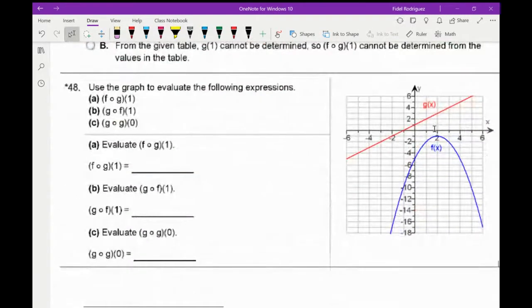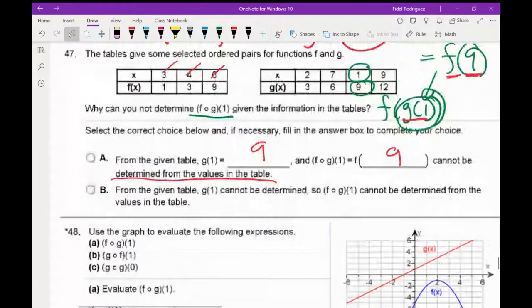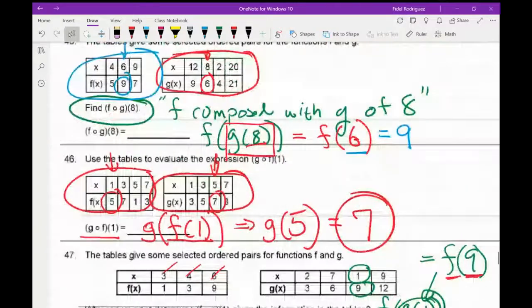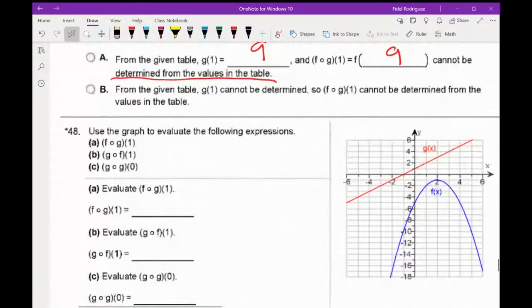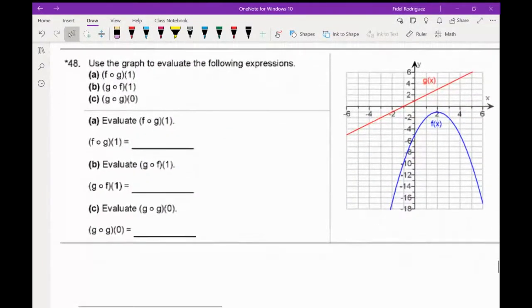All right. So let's take a look at number 48. And 48, we got 3 parts. We're going to do it the same type of way. The only thing that's different, guys, from 45, 46, 47, and 48 is that at least in these here, we had tables, right? The only thing that's different here, now we just have it as a graph. Okay, but we're going to go through the process the same way.